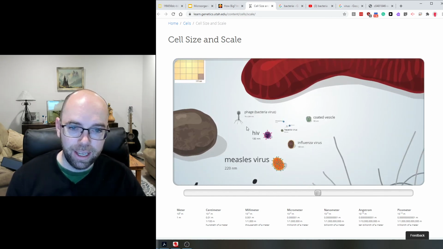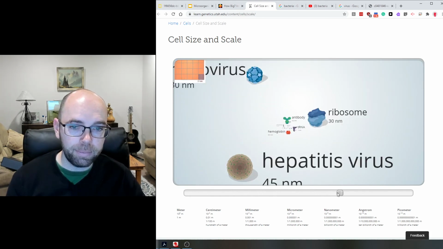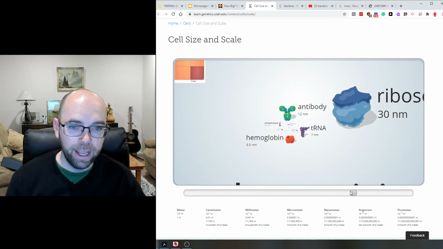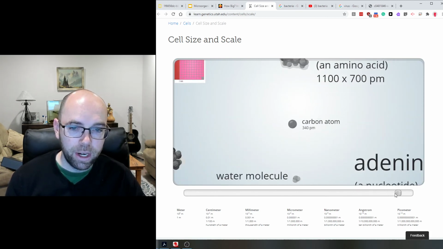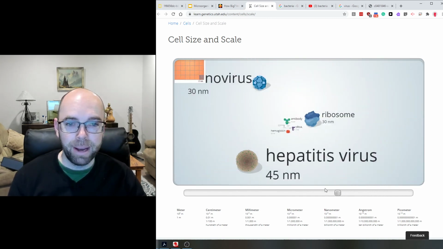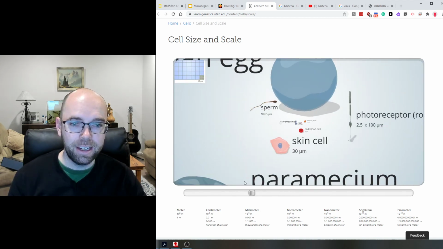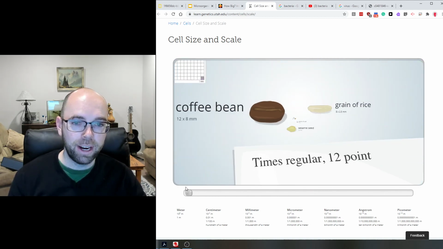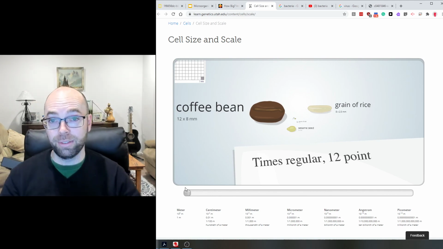We're going to actually learn about some of these viruses next week. Really, really tiny antibodies, and then it gets down to other little things. We don't need to learn about carbon atoms or anything like that, but it does give you an idea of just how small the baker's yeast is in comparison to even a grain of rice. The only reason we could see the yeast in the classroom was because we had big piles of it.